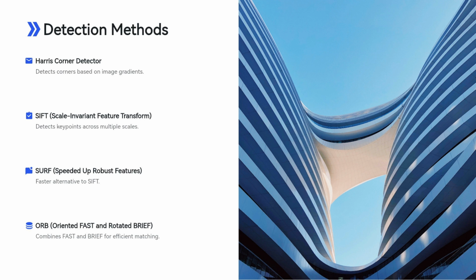SURF, speeded up robust features. SURF is a faster alternative to SIFT. It uses a similar approach but approximates the computation of image gradients and Hessian matrix to speed up the detection process, making it more efficient while maintaining robustness. ORB, oriented FAST and rotated BRIEF. ORB is an efficient algorithm that combines the FAST corner detector and BRIEF descriptor. ORB is particularly useful for real-time applications due to its speed, and it also provides robustness to rotation.